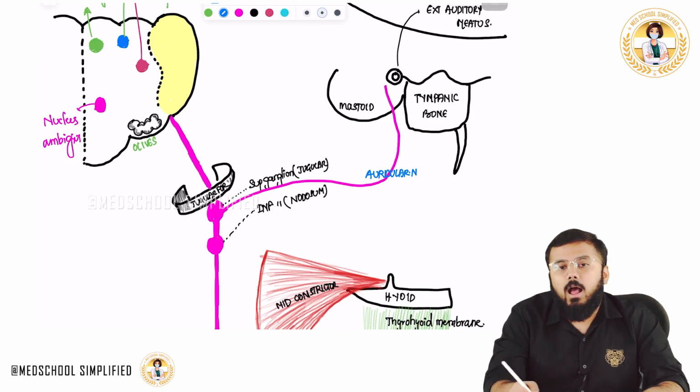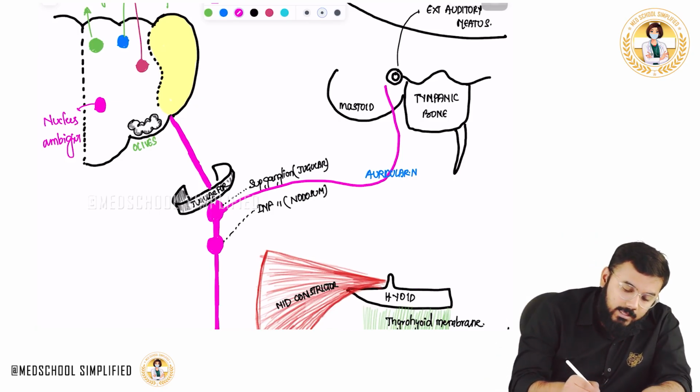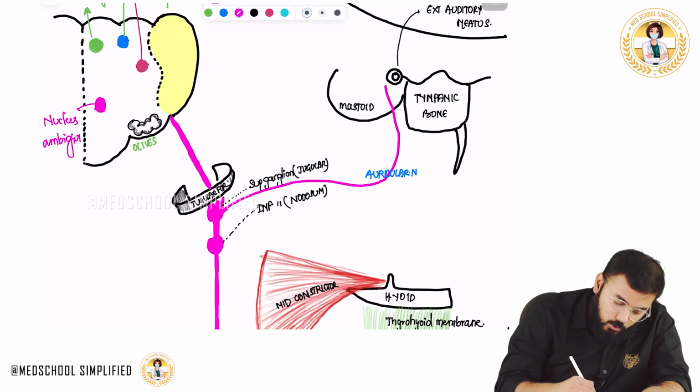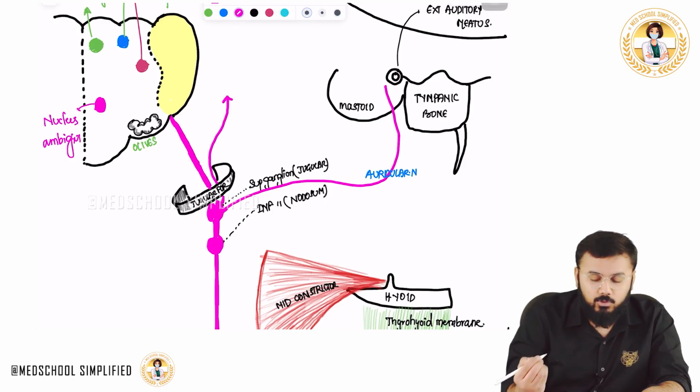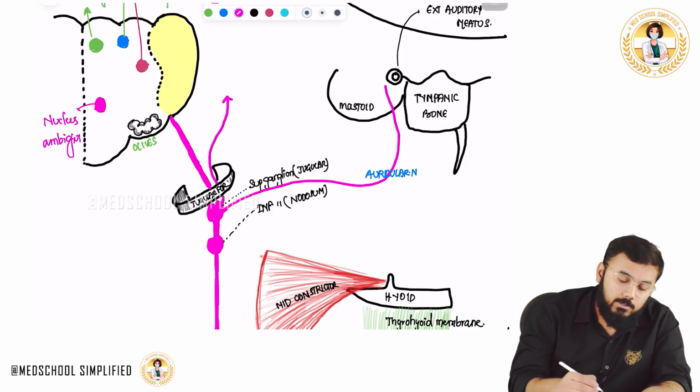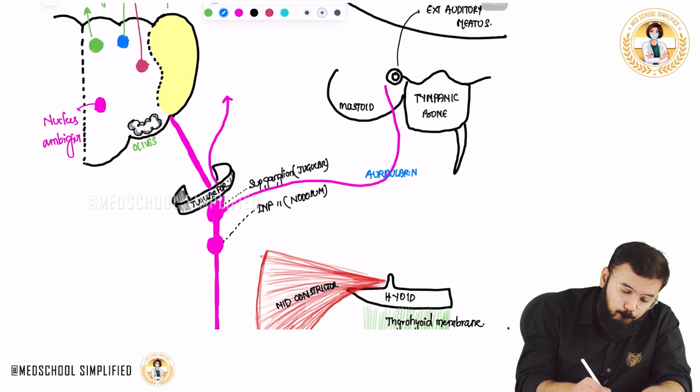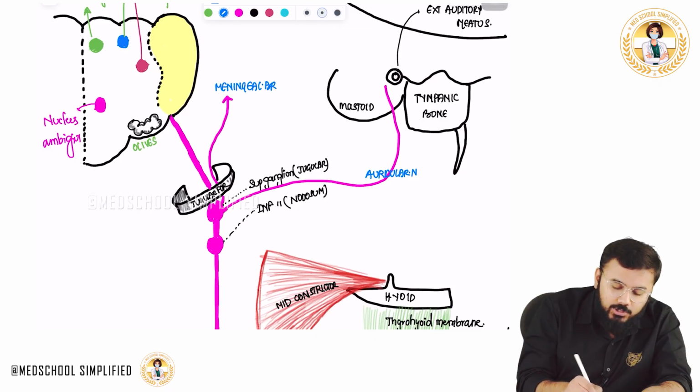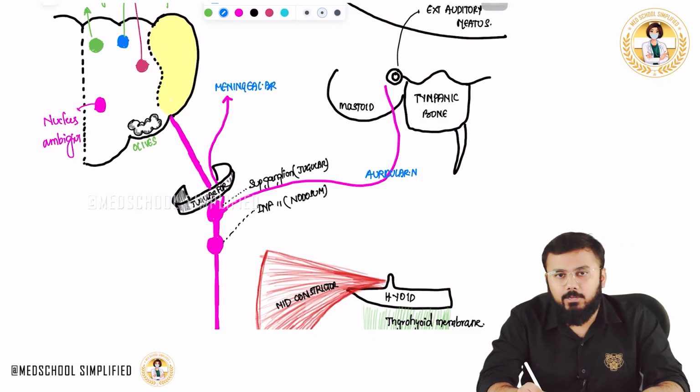Okay, next, after this auricular nerve, there is another branch. There is another branch that goes up, enters this jugular foramen, comes up and supplies your brain. So this branch is called the meningeal branch.